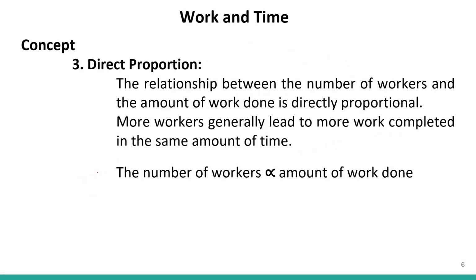So let's see what is direct proportion. The relationship between the number of workers and the amount of work done is directly proportional. So more workers generally lead to more work completed in the same amount of time. So the number of workers is directly proportional to the amount of work done. So this is the second important fact, or statement, or relation.